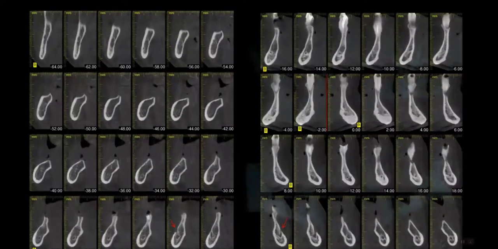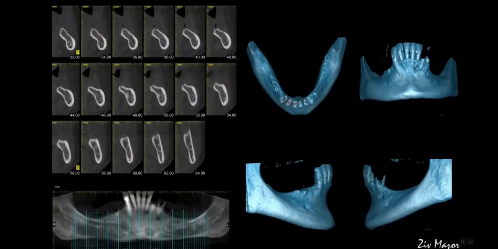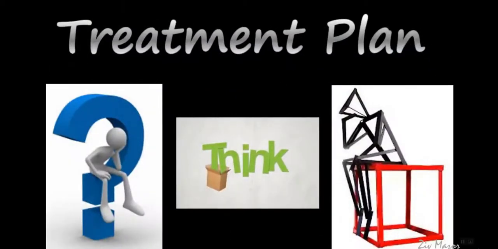So what would be here the treatment options? That is the lower jaw in 3D reconstruction. And we need to give the patient a treatment plan. And again, we have to follow the patient's desire, and the patient is seeking fixed restorations.